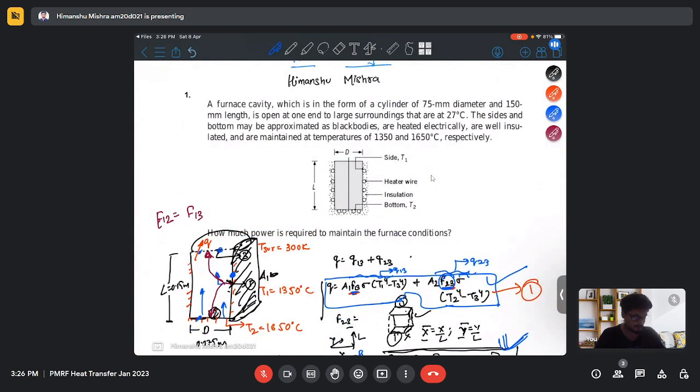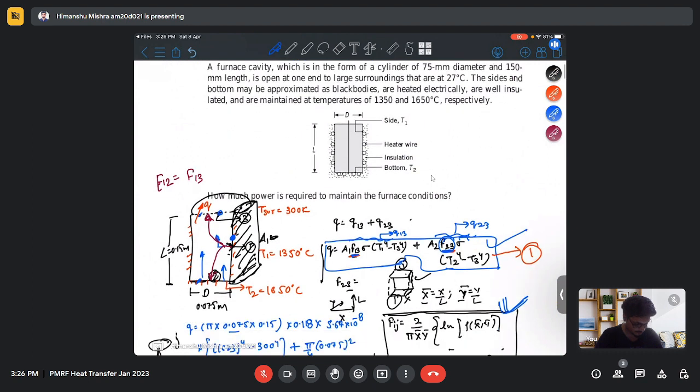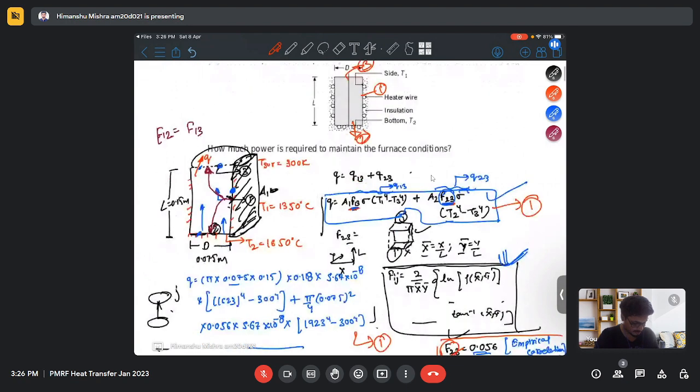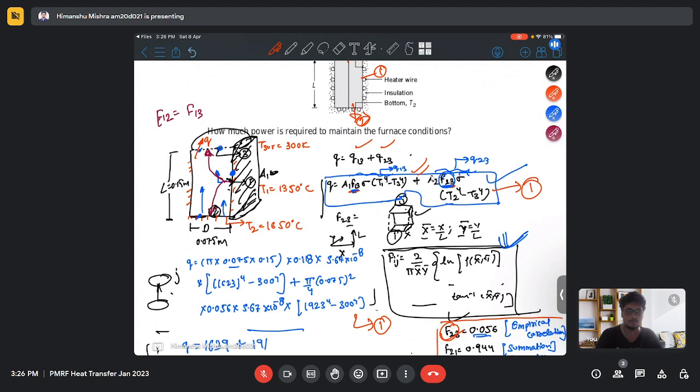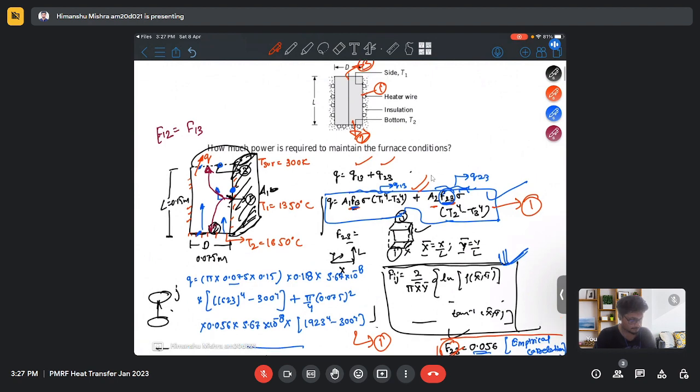So just to recap, here we have a furnace with 3 sides. This is my first side, this is my second side, and this is my third side, which is open. And we need to find the total heat transfer, which will be the sum of the heat transfer from the side to the upper surface and from the bottom to the upper surface. We use the radiation heat transfer concept, so we need to find the shape factor first. That means how much radiation is emitted from the specific surface and reaches the upper surface. So from the side it is F13 and from the bottom it is F23.